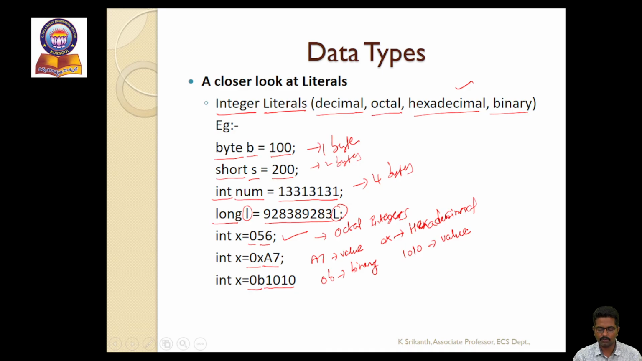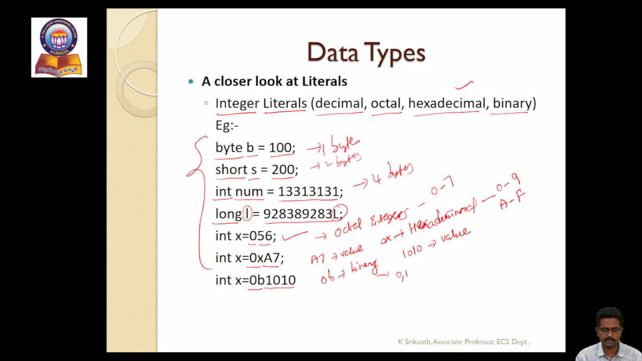And we all know that the binary number system supports only 2 digits, that is 0 and 1. Octal supports the digits from 0 to 7. And hexadecimal supports the digits 0 to 9 and capital A to F, which is 16 supporting digits and characters in hexadecimal. So these are all integer literals.